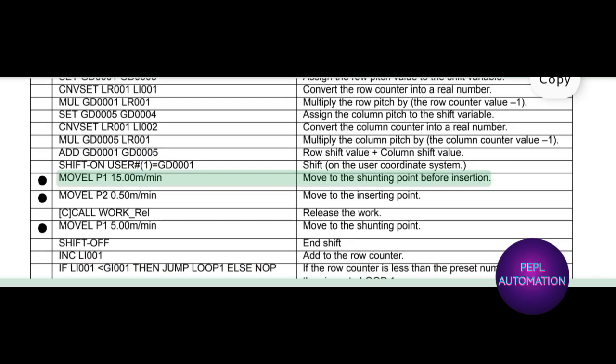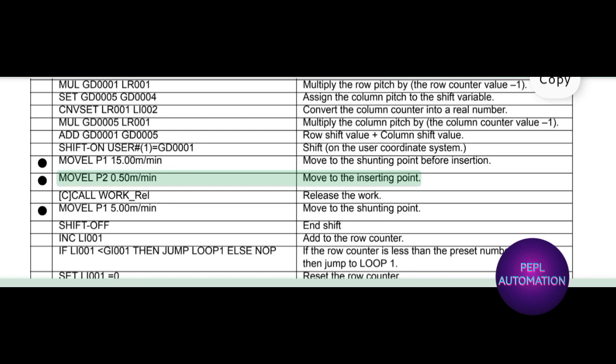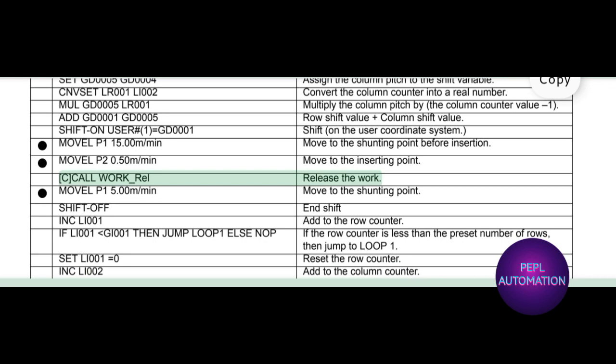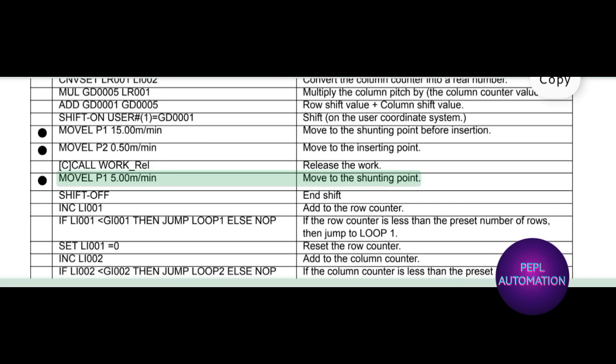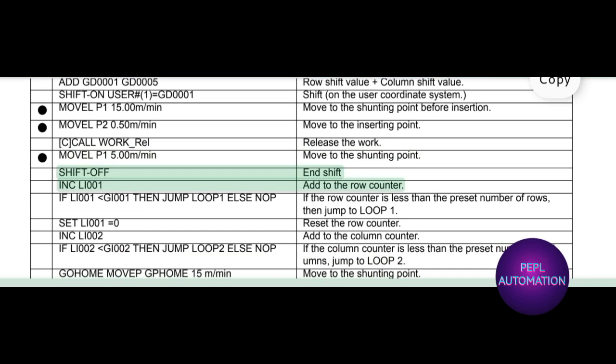MOVELP 115.00 meters per minute. Move to the shunting point before insertion. MOVELP 0.50 meters per minute. Move to the inserting point. CALL work_rel. Release the work. MOVELP 15.00 meters per minute. Move to the shunting point. Shift off. End shifting. Inc LI001. Add to the row counter.